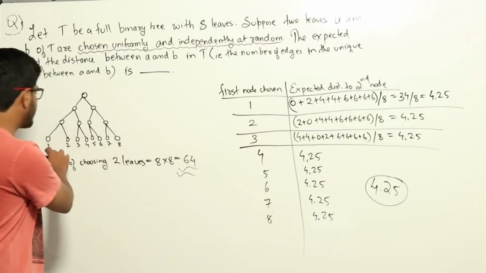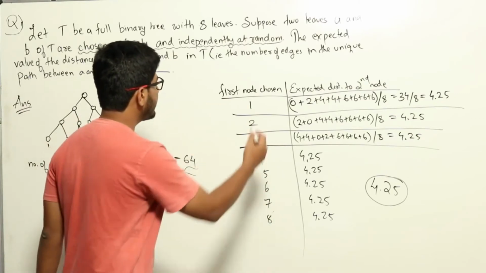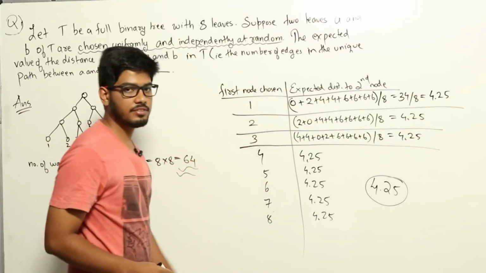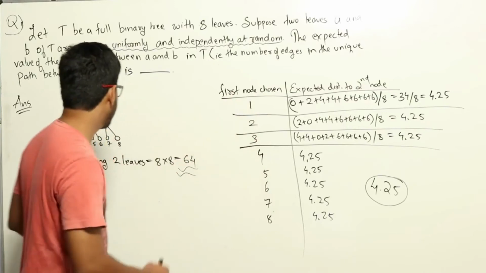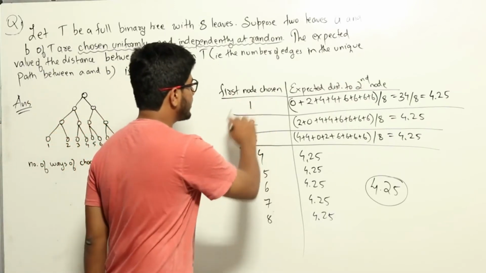The nodes are numbered as 1, 2, 3, 4, 5, 6, 7, 8. Okay. So in the first try, let us say we are choosing the first node as 1. It will have a probability of 1 by 8 because each of these are chosen uniformly. Now let us say the first node chosen is 1.